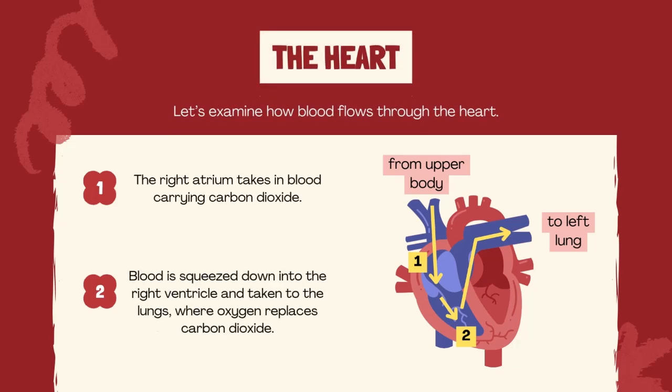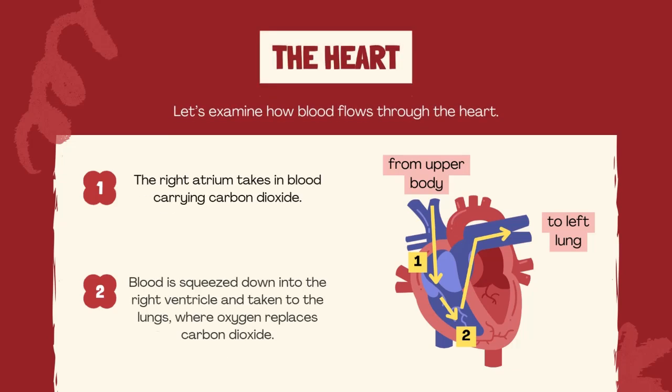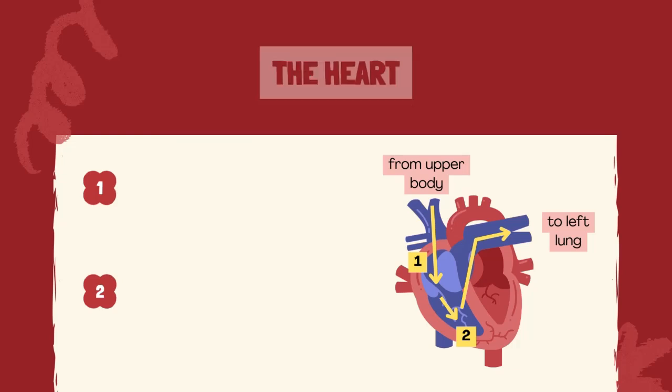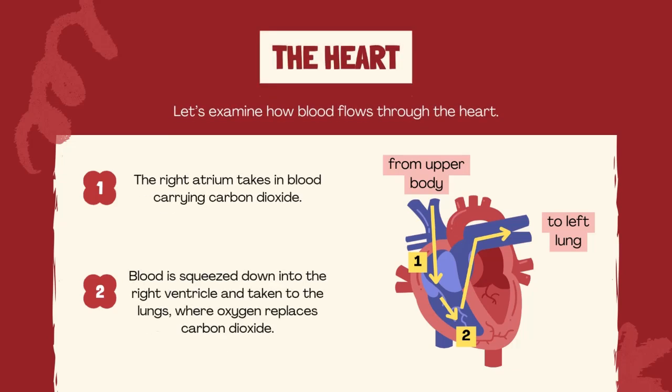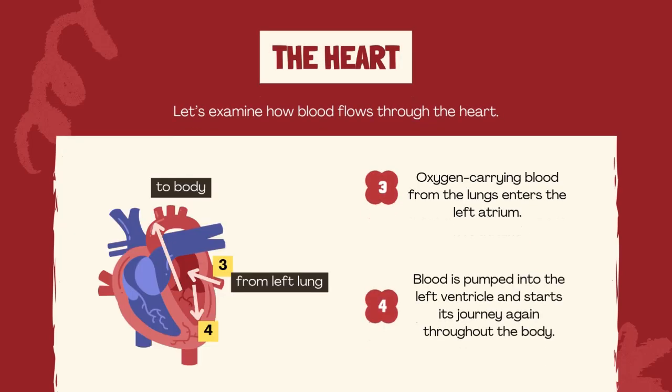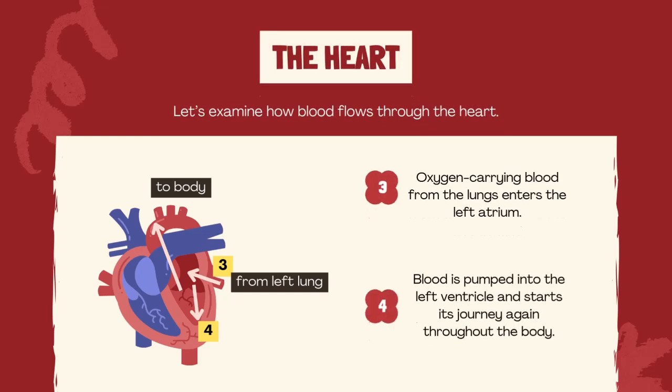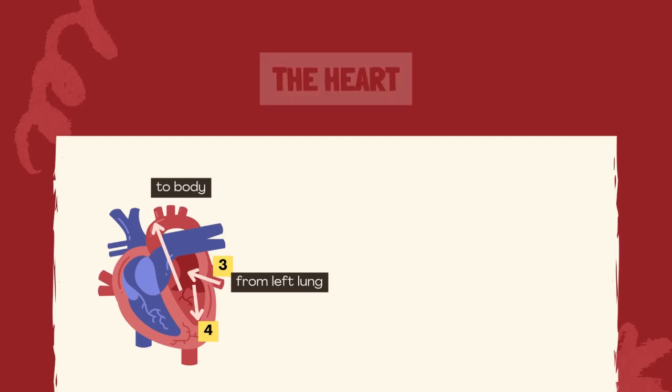1. The right atrium takes in blood carrying carbon dioxide. 2. Blood is squeezed down into the right ventricle and taken to the lungs, where oxygen replaces carbon dioxide. 3. Oxygen-carrying blood from the lungs enters the left atrium. 4. Blood is pumped into the left ventricle and starts its journey again throughout the body.